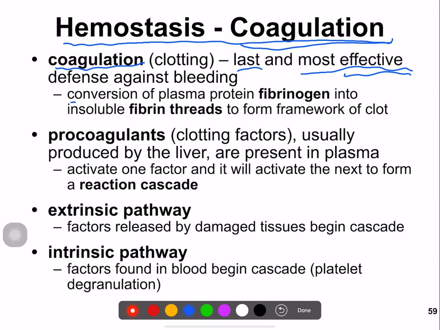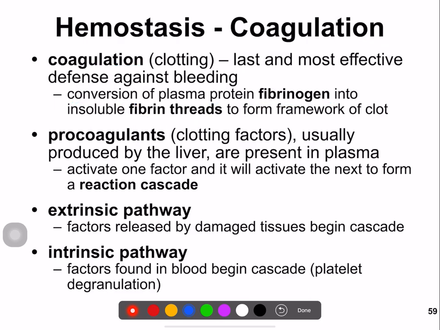And what we're really looking at is the conversion of a plasma protein called fibrinogen. The goal is to turn it into fibrin threads, which will form basically a mesh. These threads will form a mesh, which becomes almost like a skeleton for the blood clot. Now, these procoagulants, these clotting factors, are usually made in the liver and are present in the plasma. As I said, one factor is activated, it then activates the next factor in the pathway, and so on. And this becomes part of what we call a reaction cascade.